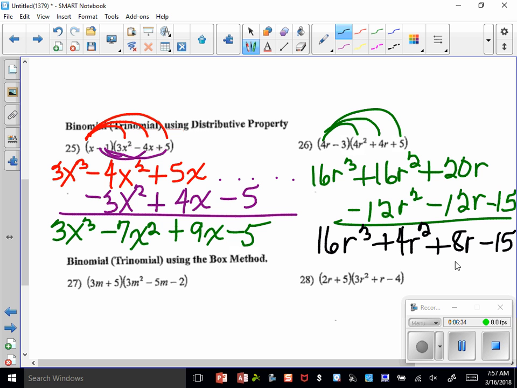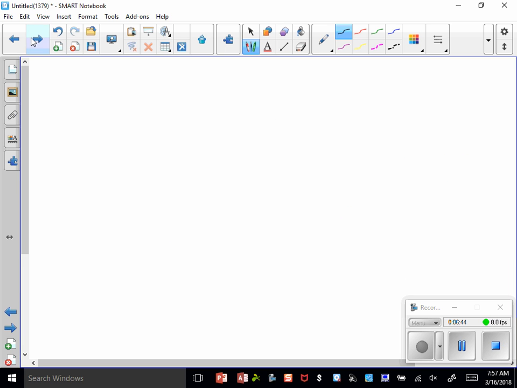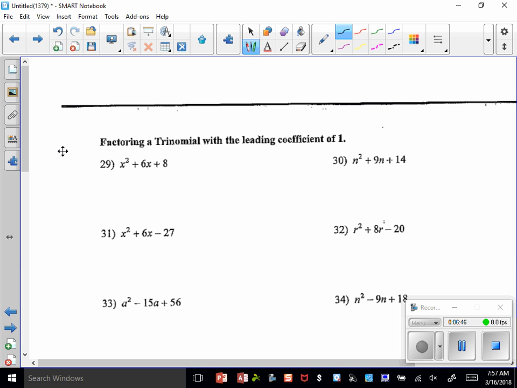Any questions so far on that? All of it is just distributing, using the distributive property. All right, so let's move on to page 7.